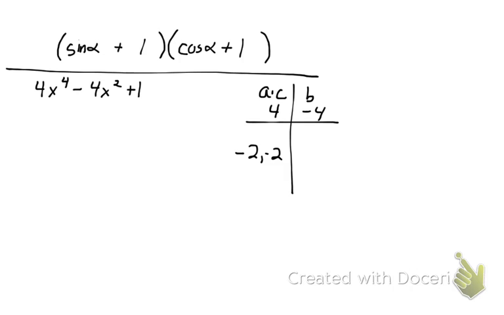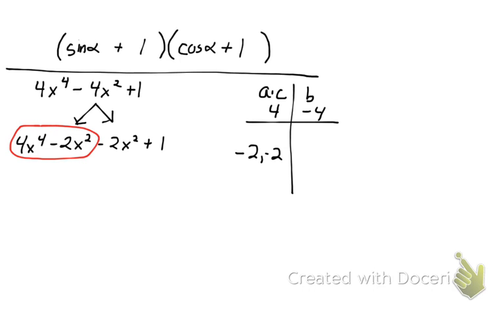Added together gives me a negative 4. The whole reason why we use that is to break apart our middle term. So that'll give me 4x to the 4th minus 2x squared minus 2x squared plus 1. And now all we have to do is group. That's why it's factored by grouping.